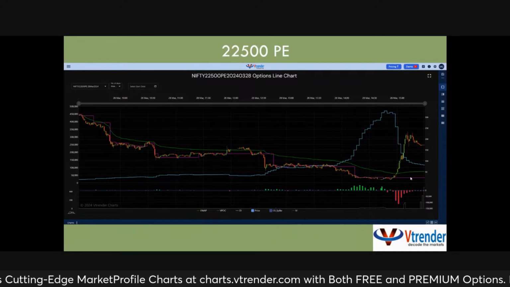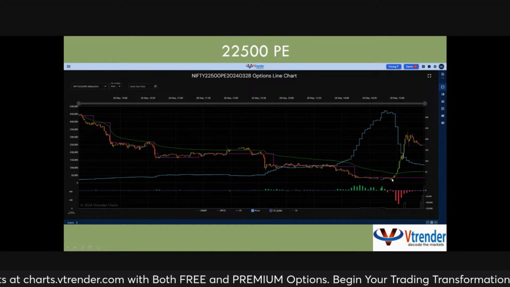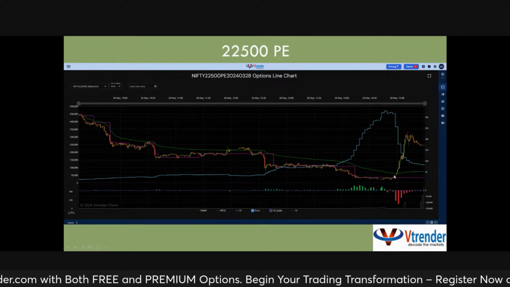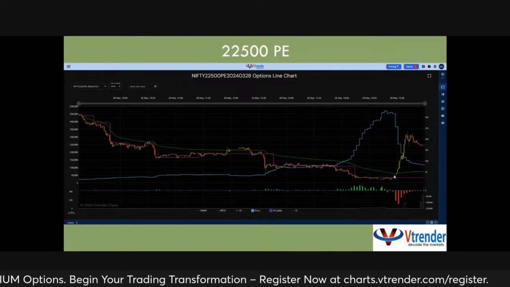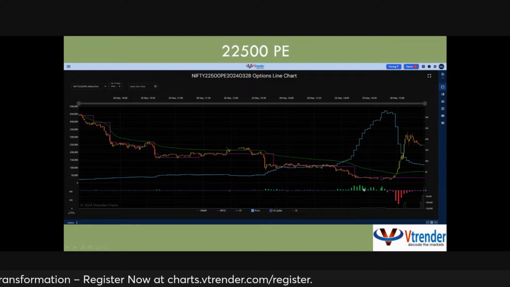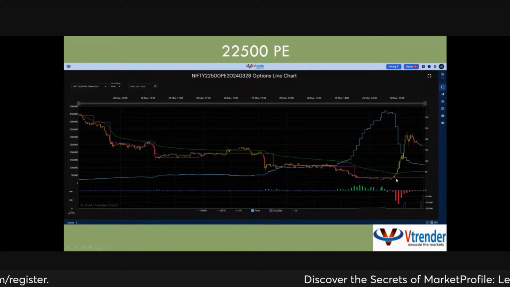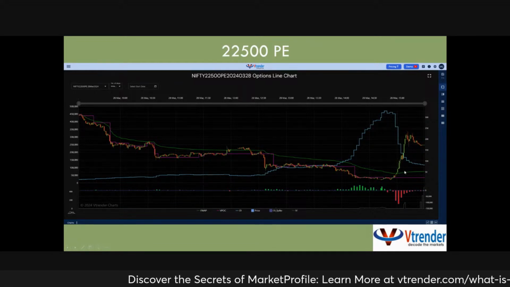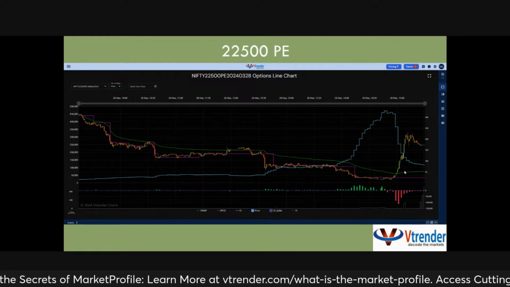But into the close, this was, I think, after 315 or 310, when this move happened, it took all those writers into panic mode, and all of them were forced to exit. So you can see these OI spikes, the green spikes were writing, and once it got back above the VWAP and the POC, it kept going higher and the OI kept dropping. So this is a very good clear sign of the writers being forced to cover.